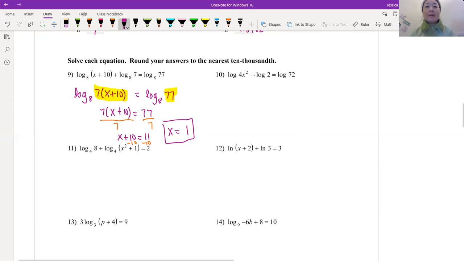Then I'm going to try number 10 now. I notice I have logs on 2 sides, so it looks like I'm going to be dropping the logs later to just compare the arguments. And I notice that this is going to be log of 4x squared, and then this is divided by 2 is equal to log of 72. So what do you notice? I can simplify this some more. So this is log of 2x squared is equal to log of 72.